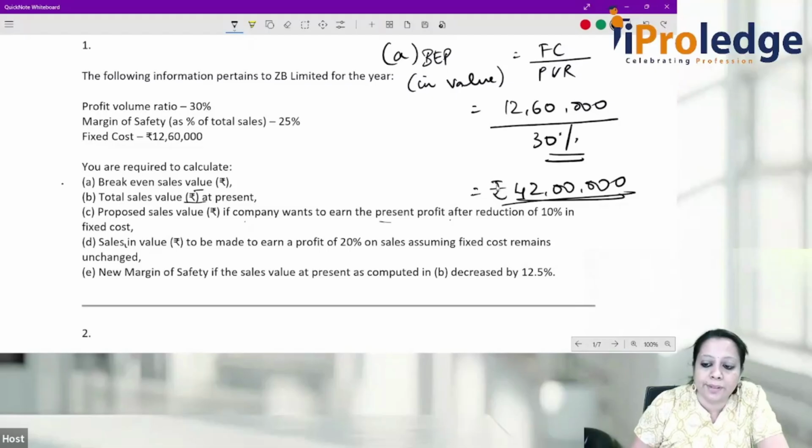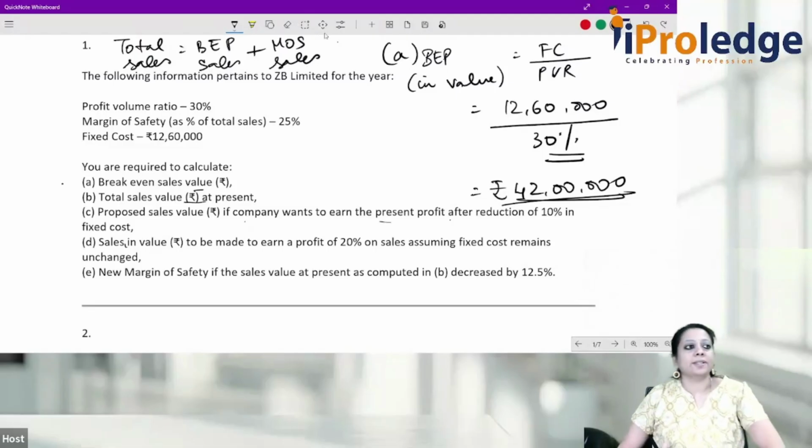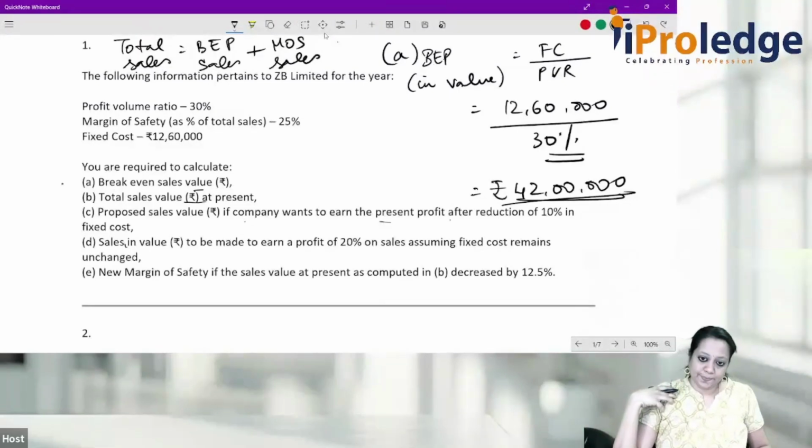Shall we proceed, students, everyone? Yes. So, while revising the formula, one more formula I wanted to tell. All of you know, simply I'm telling. Total sales is equal to what? BEP sales plus MOS sales. You all know that, no? I have told with the graphs also. In the last class, we have discussed the graphs. Please go through the graphs also.